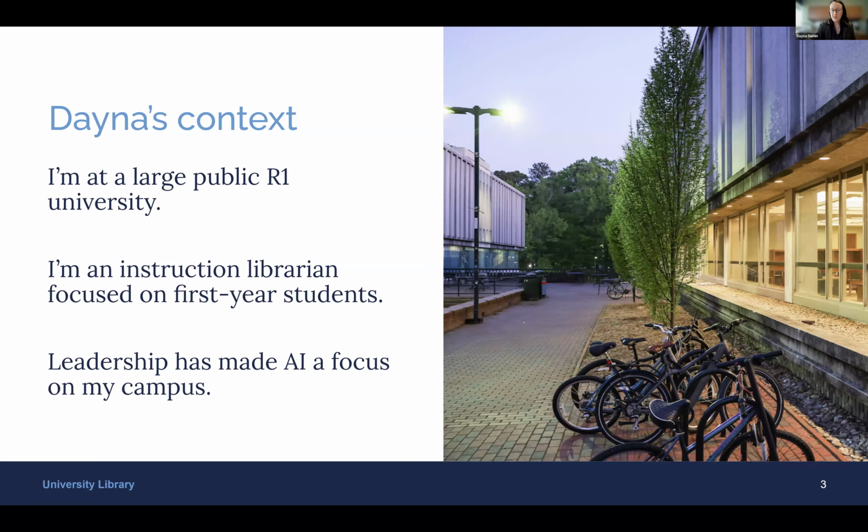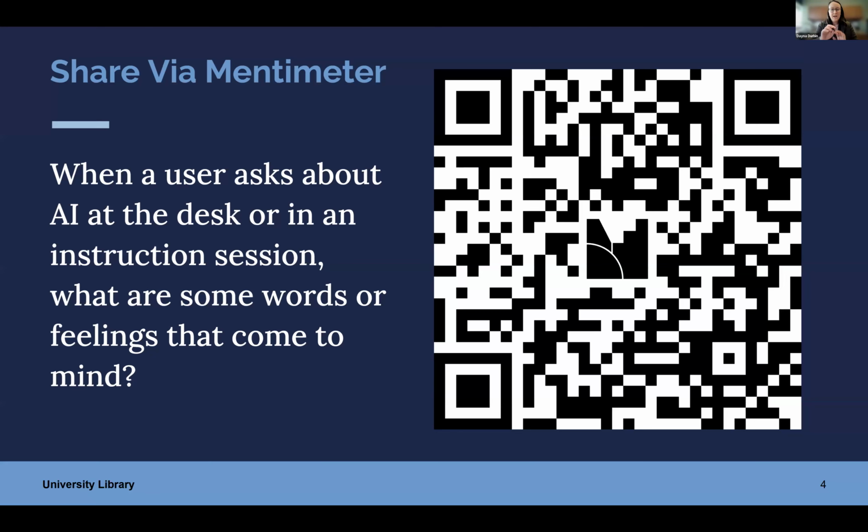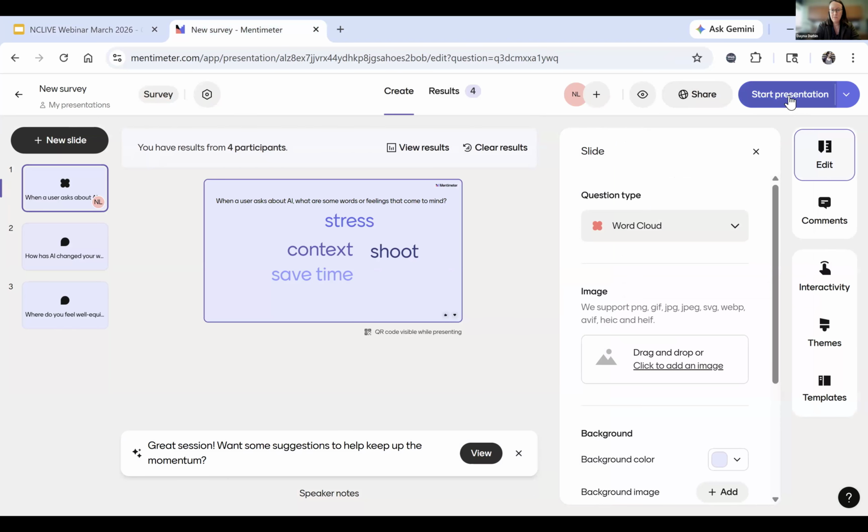So before I talk, I want to hear from you all. I have set up a word cloud for us to get some emotions out there about AI and responding to the need or questions about AI. So in this word cloud, I'd love for you all to share when a user asks about AI at the desk, in a workshop, instruction session, or consult, what are some words or feelings that come to mind? So you can scan the QR code. I'm also going to pull up the Mentimeter screen in just a second, and that will have the link and code if you prefer to reply on your computer. Give me just one second, but it will be a word cloud, so short words will work best.